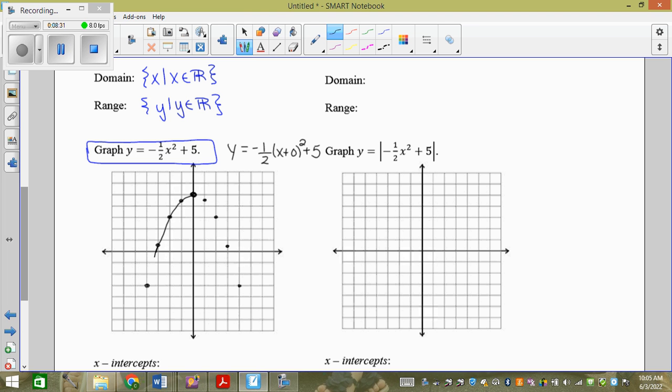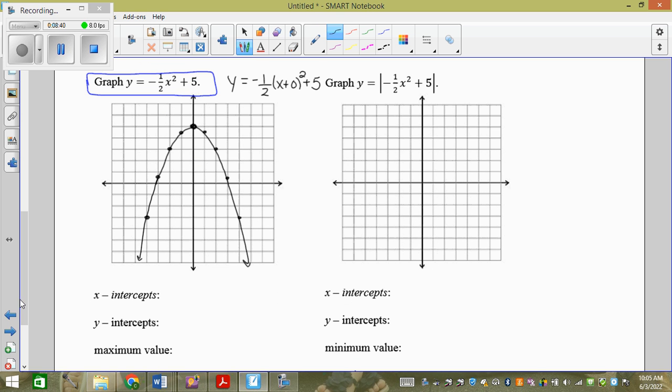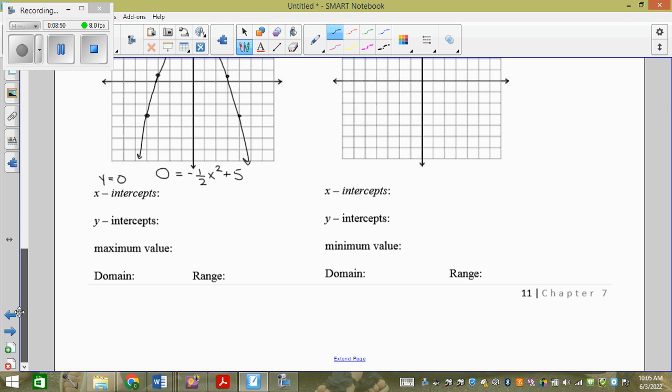Now, for these graphs, you have to know the x-intercepts. Okay? So x-intercept means y equals 0. We know that. So we're going to go 0 equals negative 1/2 x squared plus 5. I'm going to do it down here so I have space.